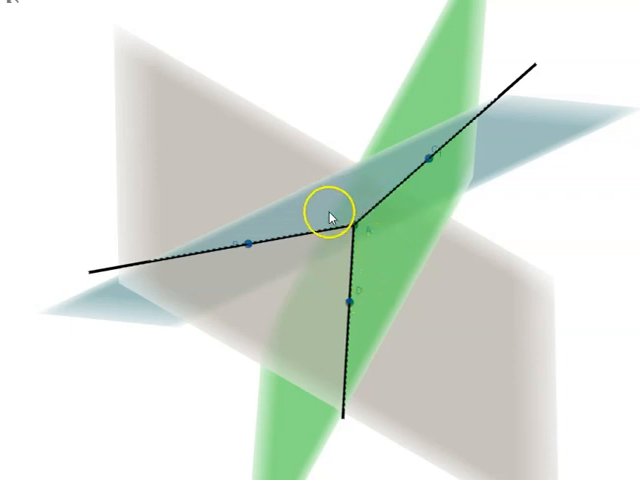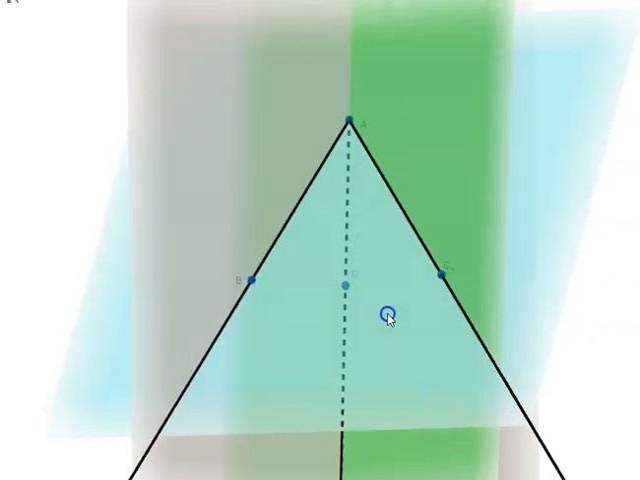But if we combine all these three, we get a solid angle. So we say a solid angle is formed by three or more plane angles. And here we are restricting ourselves to three plane angles. Okay, so that is what is meant by solid angle.